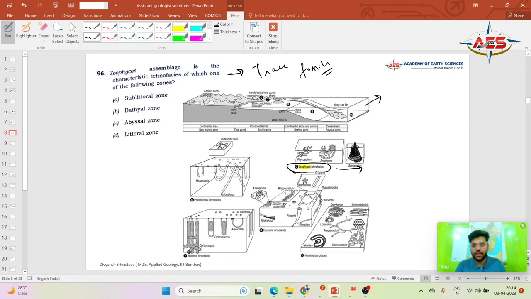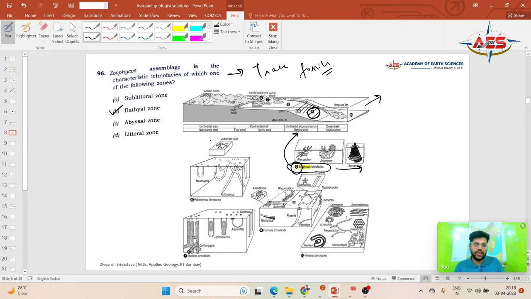Okay, and this annelid usually lives near the sea, here. This is it. So Zoophycos ichnofacies you will get in the bathyal zone. It is a direct question. So the answer would be bathyal zone.